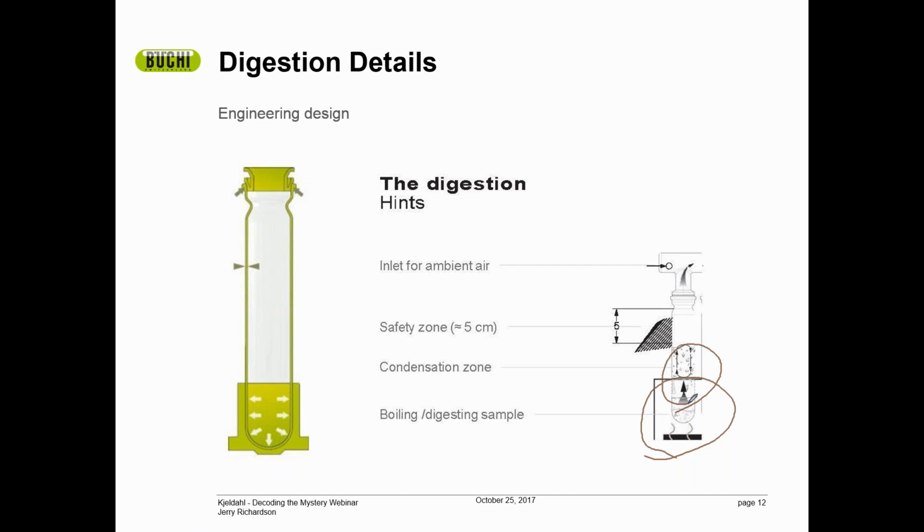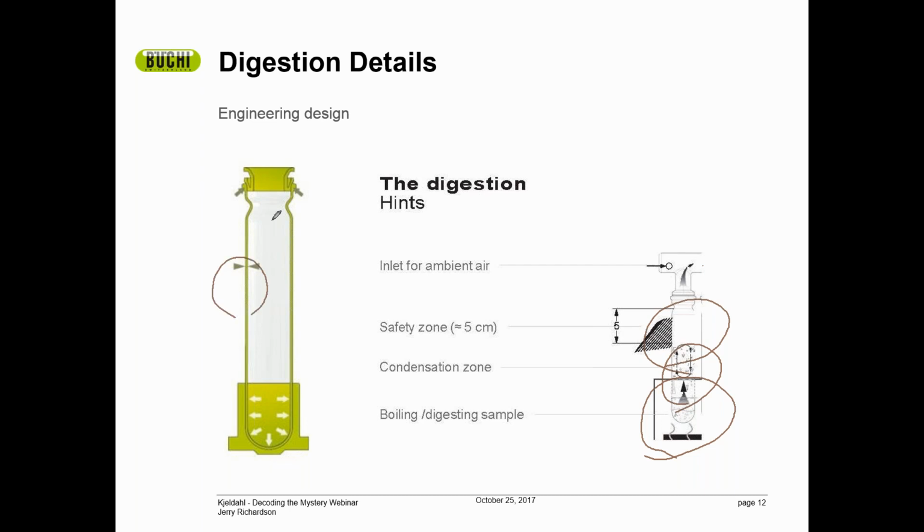Now, very important is that safety zone. We want to make sure that we don't get any sample up within that safety zone. And the best way to do that is to utilize a little bit of the sweeping, if you will, which helps to kind of cool that chamber, so that way the condensation zone sets up, and we do get a good reflux that way.